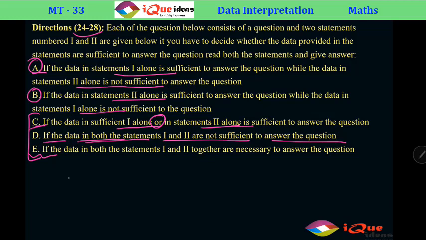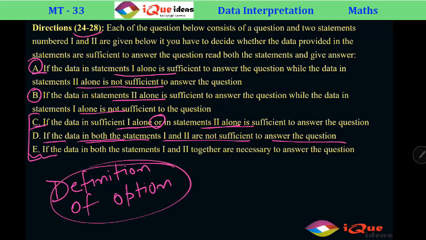See, in questions of data sufficiency, it is very important to understand the definition of options, right? It can be changed. Okay, only in this exercise we have changed it. For one set it was different, for the other set it is different. Be very careful of reading this instruction before going to the questions. Okay, now let's take up these questions on the basis of these new definitions.